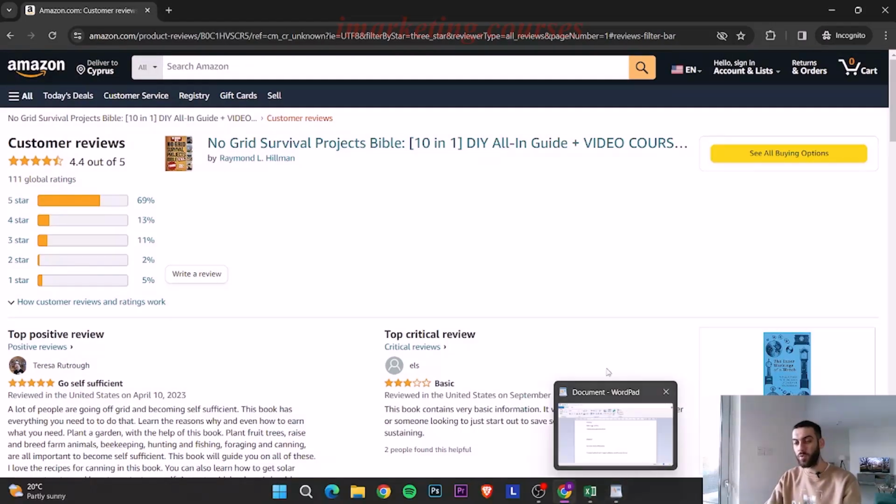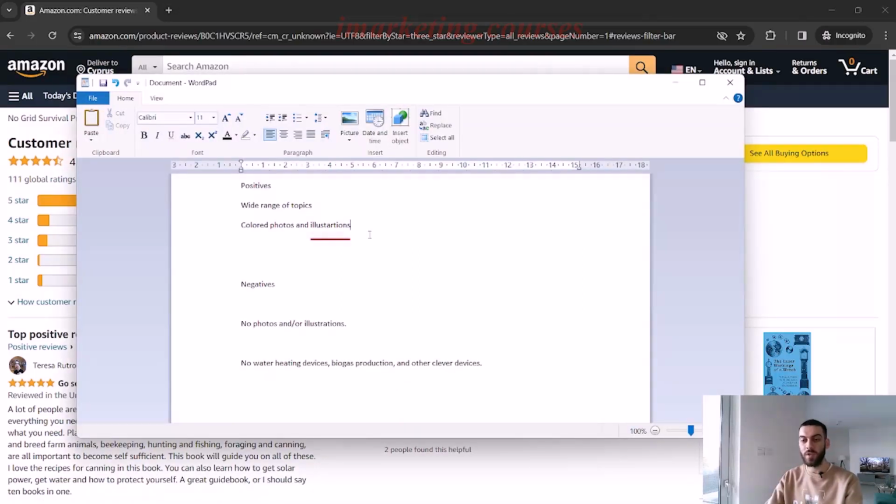So after going through your competitors and going through their reviews, you're going to have a bunch of positives and a bunch of negatives. The negatives, you're going to turn them into positives. So this one obviously says no photos or illustrations. So you're going to make sure you have colored photos and illustrations in your one. It also said it doesn't talk about water heating devices, biogas production, nothing like that. So guess what you're going to do? You're going to add those inside your book.